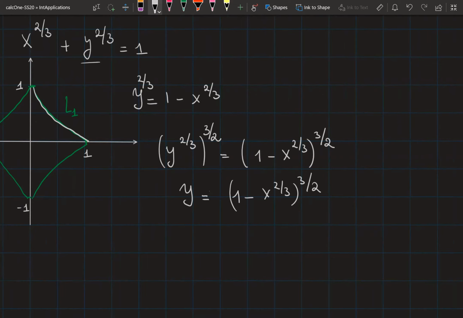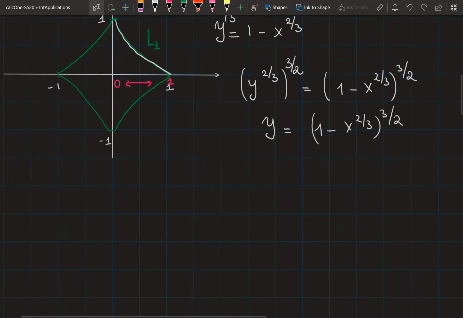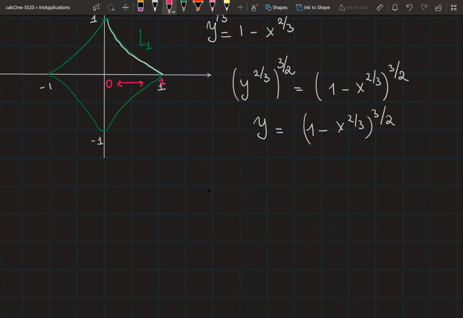Now we need to know how x is going to change in order to find the length, right? So I would like to find the length of this curve where x is going to change between 0 and 1, right? So L1 is going to be equal to the integral from 0 to 1 of the square root of 1 plus y prime squared, and we have to integrate this with respect to x. So this is how we are going to find the length of this one piece of this curve.